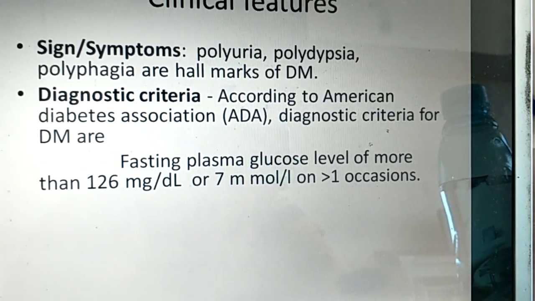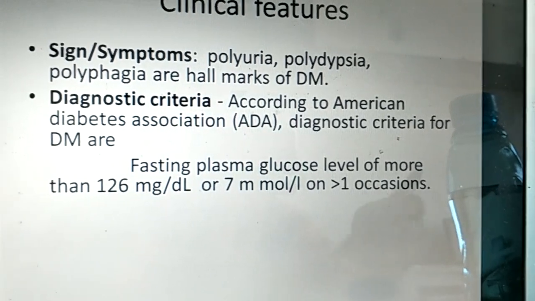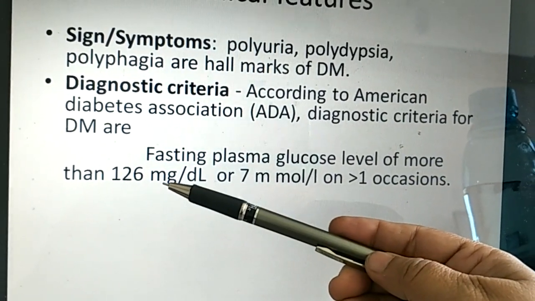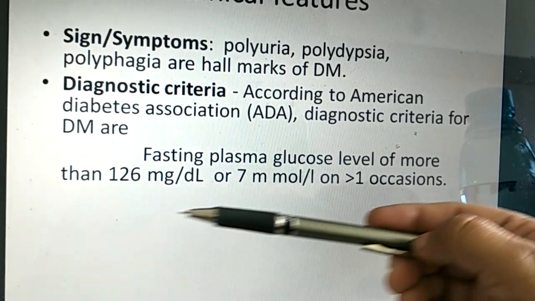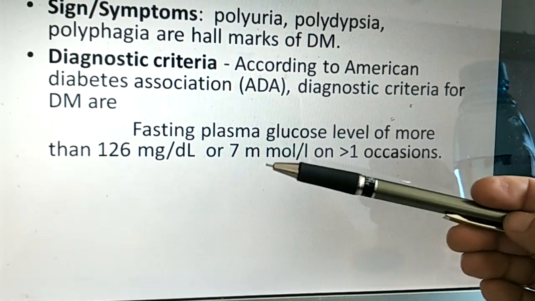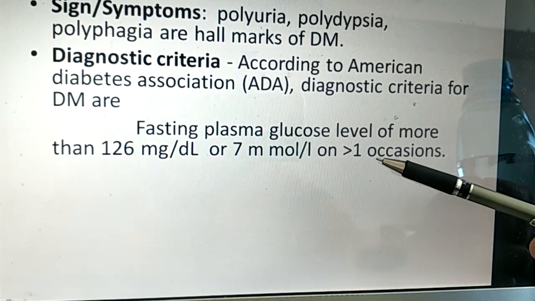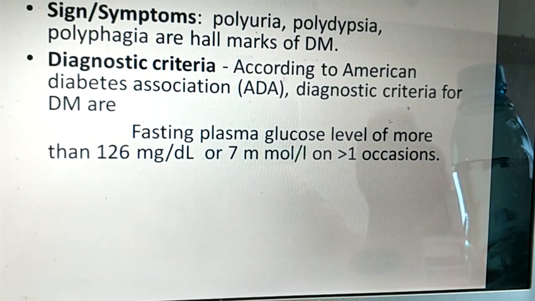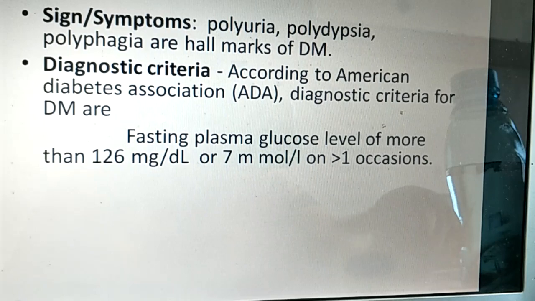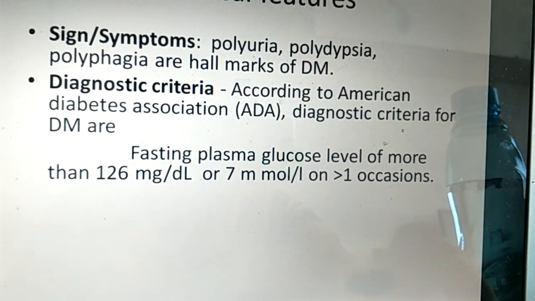As per the American Diabetes Association, a level of 126 milligrams per deciliter is considered as diabetic. In millimoles, we can say 7 millimoles per liter, and it is to be done on more than one occasion. A single value is not diagnostic. If repeatedly it comes out to be more than that, then we say the patient is diabetic.